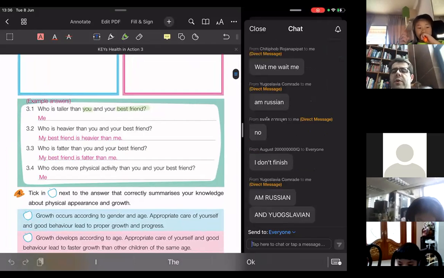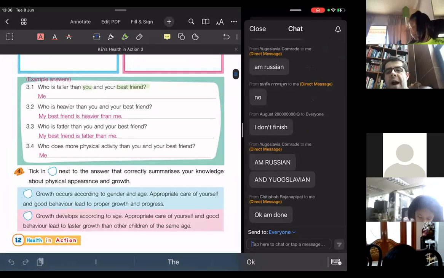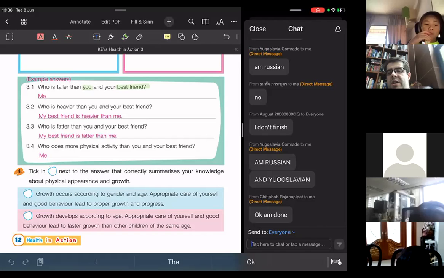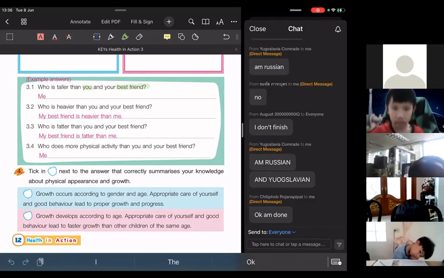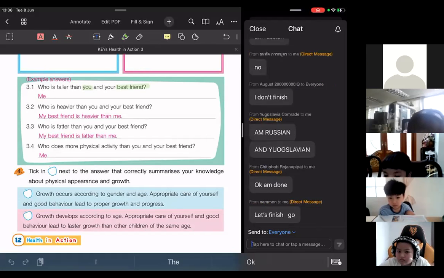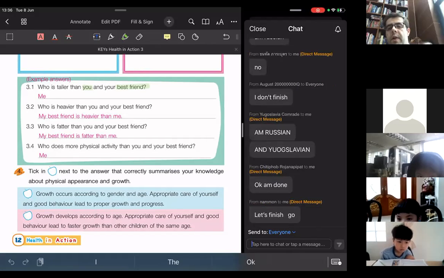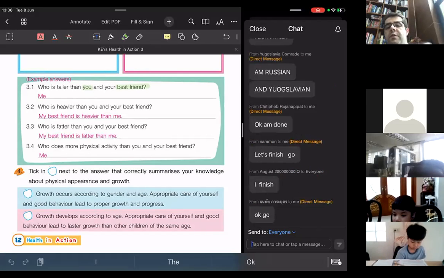Okay, and then the last one is question 4. You have to tick the right apple or the correct apple. So apple 1 in blue. Growth occurs according to gender and age. Appropriate care of yourself and good behavior lead to proper growth and progress. Apple red. Growth develops according to age. Appropriate care of yourself and good behavior lead to faster growth than other children of the same age.